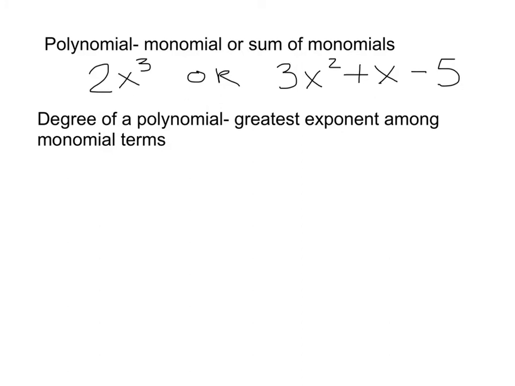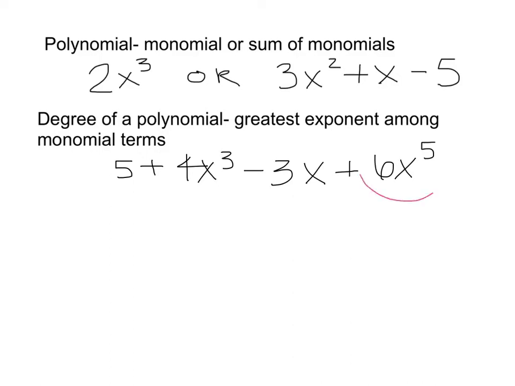The degree of a polynomial is going to be the greatest exponent in each monomial term. So if I were to give you 5 plus 4x cubed minus 3x plus 6x to the 5th power, you're looking for the monomial that has the greatest exponent, and then since 5 is your largest exponent, this polynomial has a degree of 5. You don't care about any of the other exponents, you just care about the highest exponent.